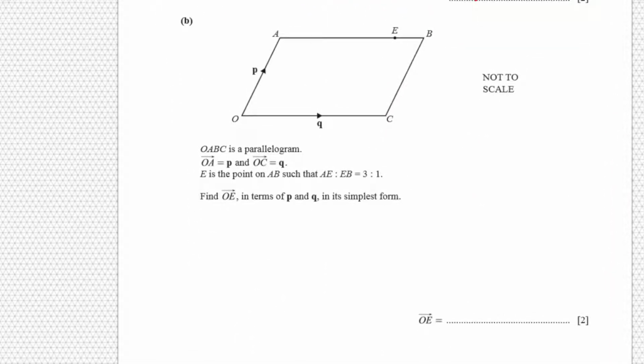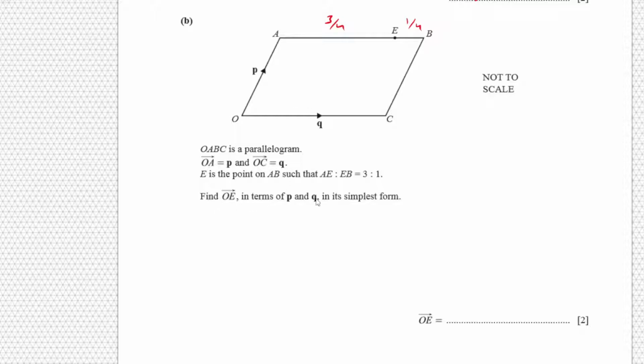Question B. We have a parallelogram. O is P and that is Q, alright? E is the point on AB such that AE is 3 and EB is 1. So on that line, if that's 3, that's going to be 1 in terms of ratio. So we can say the total here is 4, because that's 3 up to this point and then 1 over here. The total denominator can be 4, and we can say AE is 3/4 of that full line, and that's 1/4 of that full line, right?